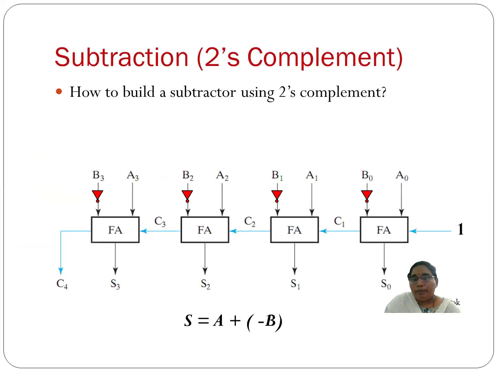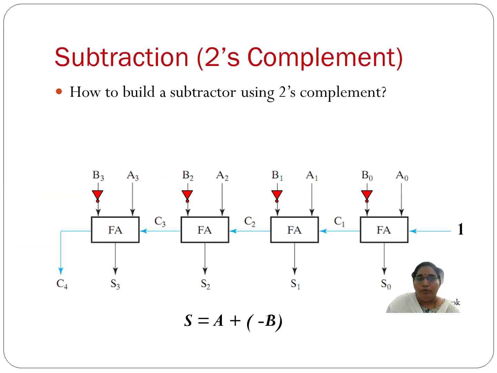So 1's complement plus 1 will give 2's complement of B. So we are representing minus B as the 2's complement and A directly. These two are added by using the ripple carry adder. In other words, we are achieving A plus minus B, that is nothing but A minus B, that is subtraction of A and B.